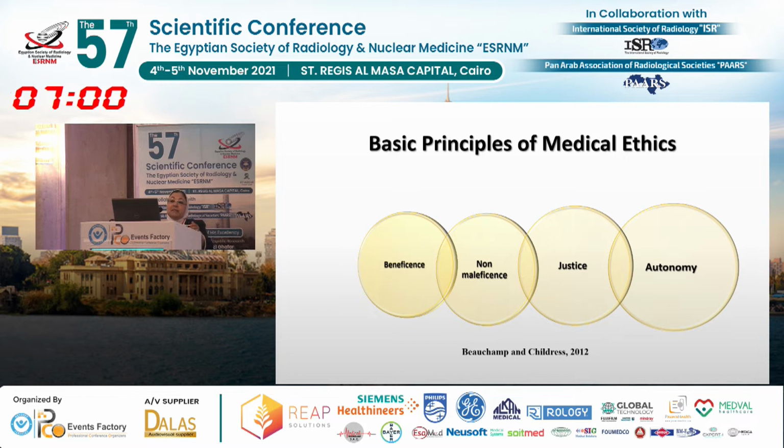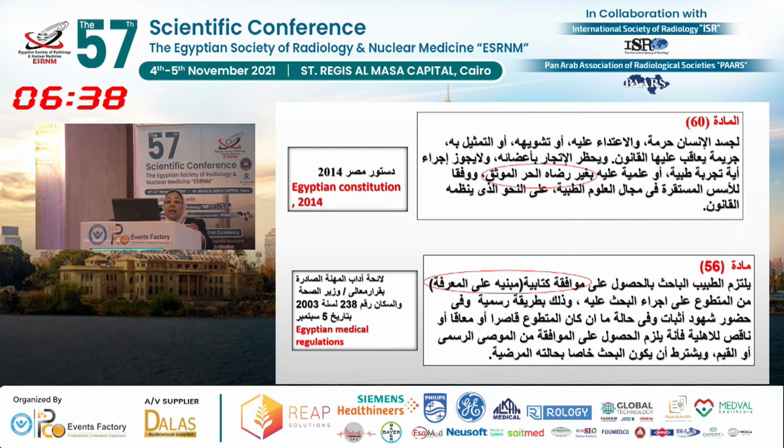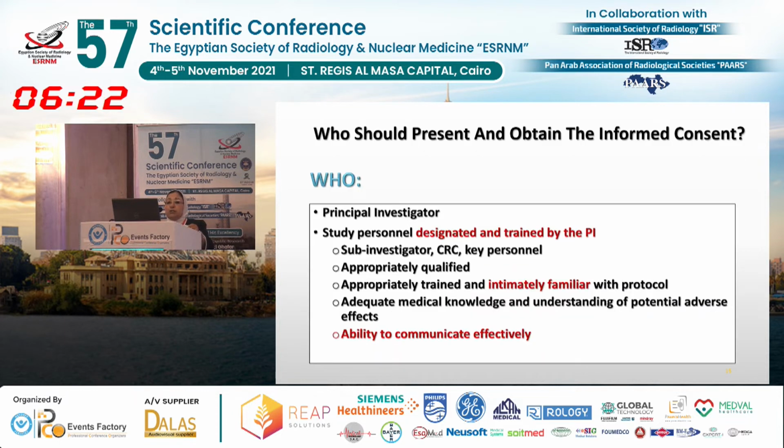Informed consent is mandated by the basic principles of medical ethics, namely autonomy, where we have to respect the autonomous decisions of our patients. It is also mandated by research ethics codes: the Nuremberg Code, the SUs, and the Belmont Report. It is also a legal mandate by the Egyptian Constitution 2014 in Article 60, and by the Egyptian Medical Regulation, Article 56. Both mandate informed consent before any research.